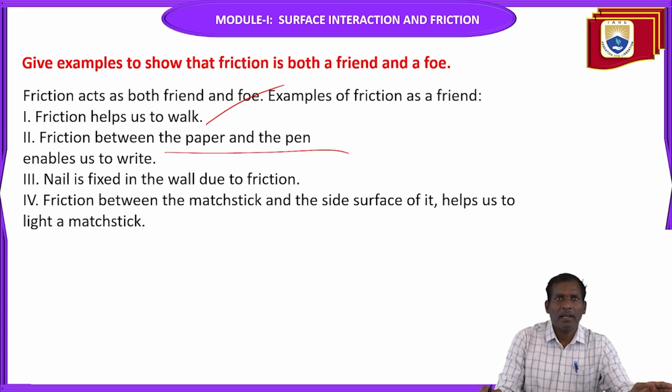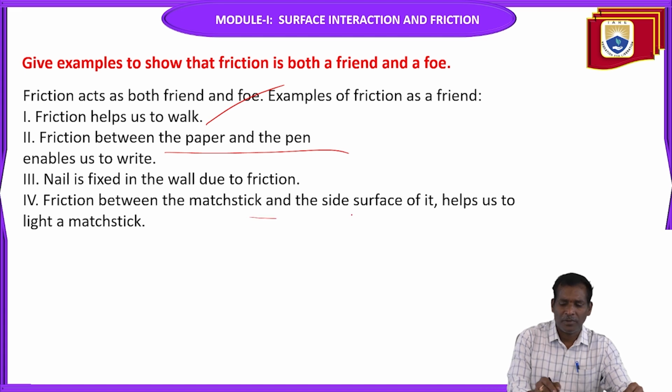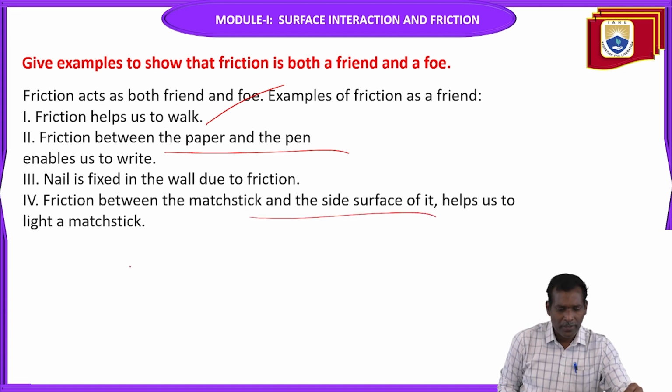A nail is fixed in the wall due to friction. Friction between the matchstick and the slide surface of the box helps us to light a matchstick.